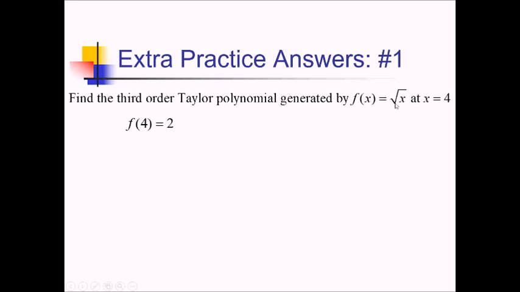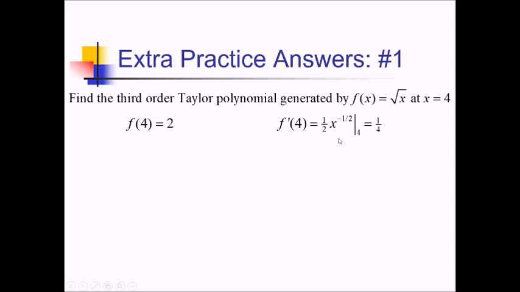Since this is really x to the 1/2 power, the derivative of that is going to be 1/2 x to the negative 1/2. And we're going to be evaluating that at 4. So this is really going to be the square root of 4 in the denominator. So we have 1 over 2 radical 4, which is 1 over 2 times 2, which is 1/4.